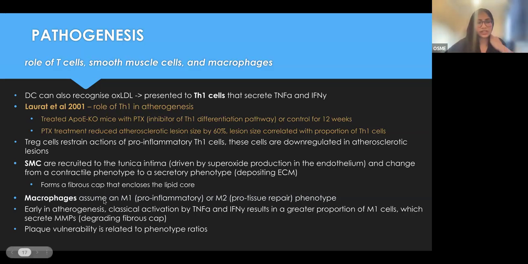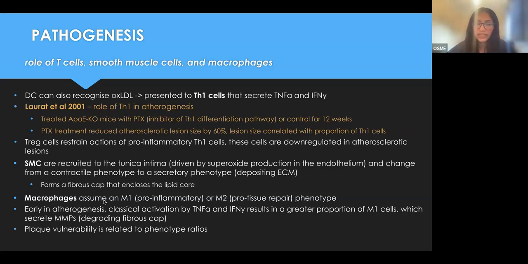And then macrophages. So in vitro, we know that macrophages can assume either an M1 phenotype, which is pro-inflammatory, or M2, which is pro-repair. Polarization towards the M1 phenotype, which is classical activation of macrophages, requires TNF alpha and interferon gamma, which is secreted by those Th1 cells. And so early in atherogenesis, this polarization towards the M1 phenotype causes a greater proportion of those cells to be present. These macrophages also secrete reactive oxygen species, which will contribute to endothelial damage, and matrix metalloproteases, which are the MMPs. These will remodel the extracellular matrix, so they're destabilizing the lesion.